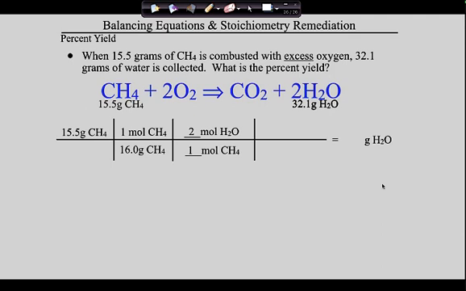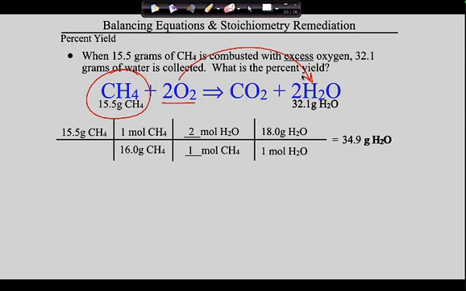Then the last thing that we need to do is convert moles to grams, where oxygen is 16 and hydrogen is 1 times 2, which is 18. And then we do the math. So it's 15.5 divided by 16 times 2 times 18, and our answer is 34.9 grams. So what that means then is this. If we start with 15.5 grams of CH4, and if we react it with all the oxygen that we need, we now know that we should be able to make 34.9 grams of water.